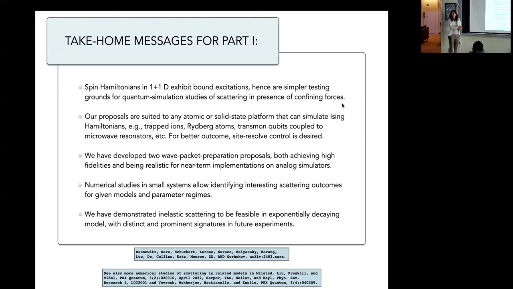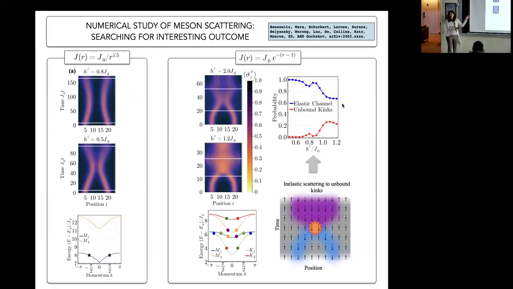Okay. Yes. Great. What was the numeric that you did with the method? Exact diagonalization. This was just 25 spins. So, all right.